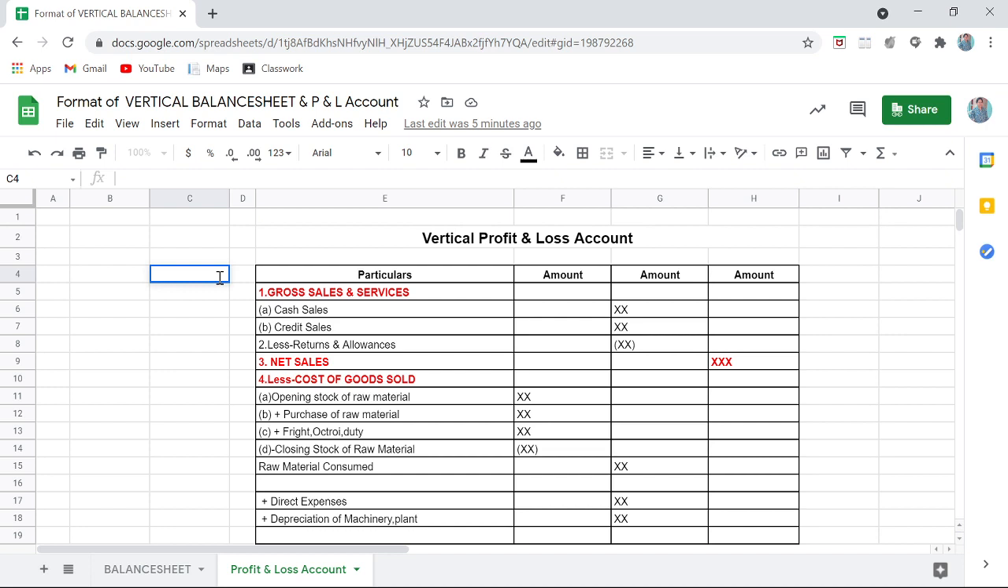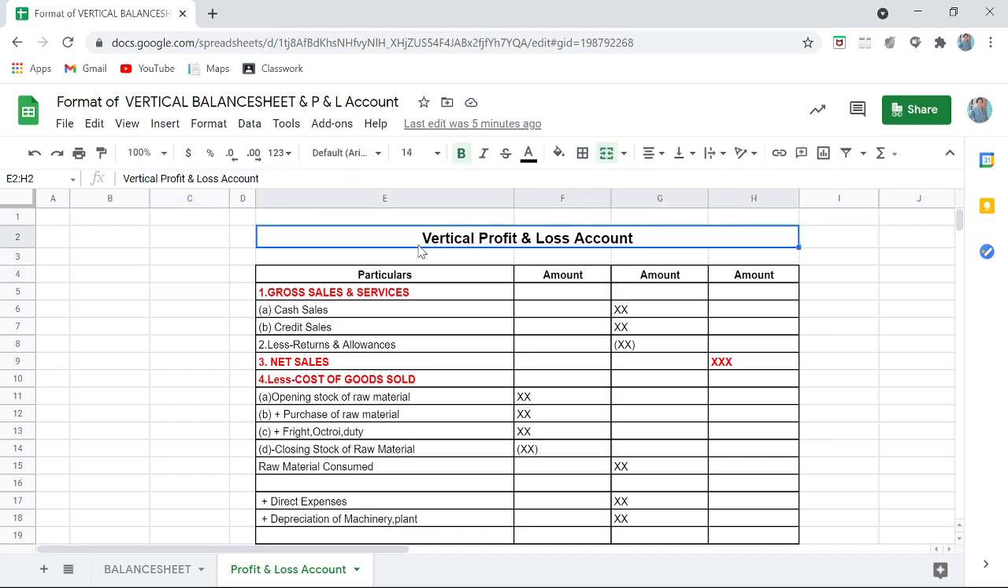Today we'll be discussing the format of the vertical profit and loss account, which is used in management accounting. In the previous video we discussed the vertical balance sheet. While calculating profit or loss, it is a normal rule that we deduct expenses from income, meaning income minus expenses is your profit or loss.